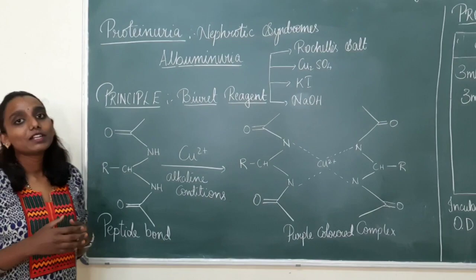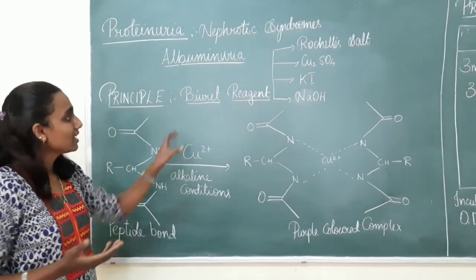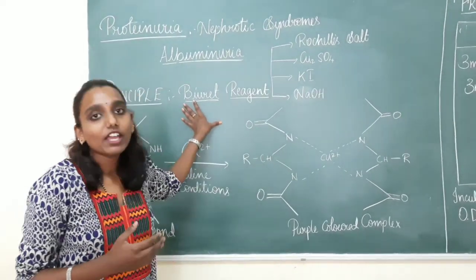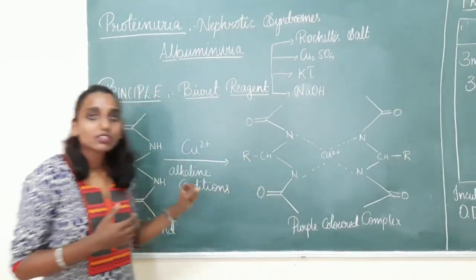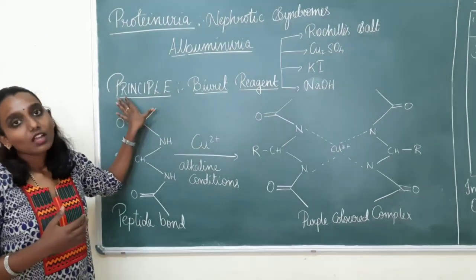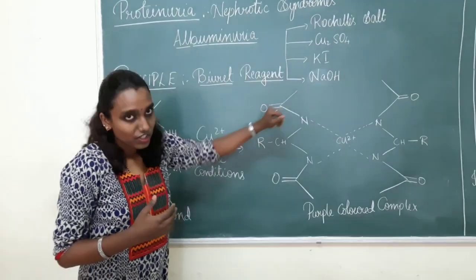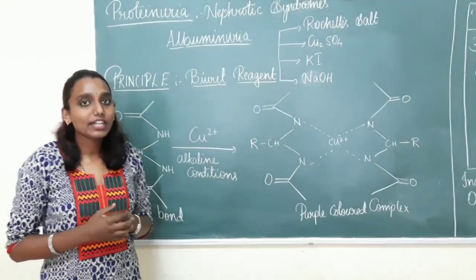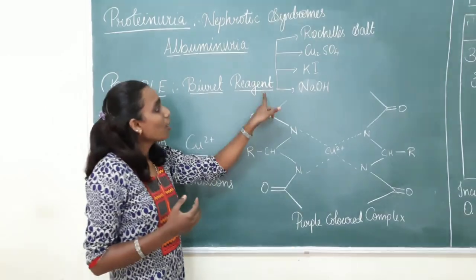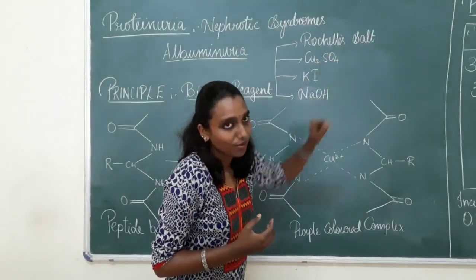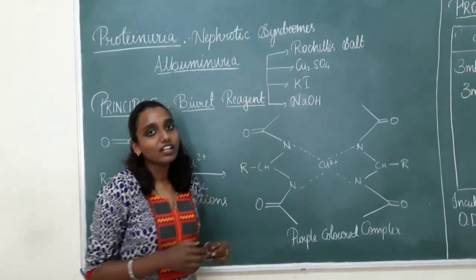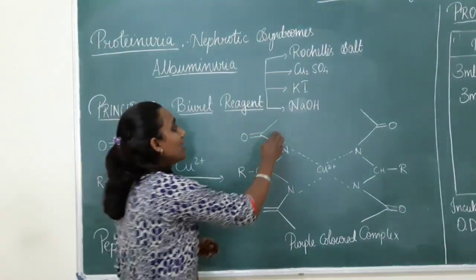Now let us move on to the principle. The method that we will be using for protein estimation is the biuret method, wherein we will be using a reagent called biuret reagent. The biuret reagent has certain components. The components present in biuret reagent are sodium potassium tartrate, copper sulfate, potassium iodide and NaOH.